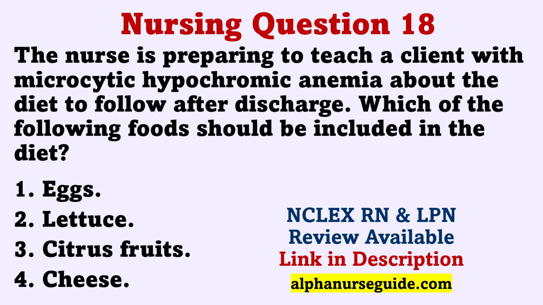The correct answer is 1. Eggs. One of the microcytic hypochromic anemias is iron deficiency anemia. A rich source of iron is needed in the diet, and eggs are high in iron. Other foods high in iron include organ and muscle meats, shellfish, shrimp, and tuna, enriched, whole grain, and fortified cereals and breads, legumes, nuts, dried fruits and beans, oatmeal, and sweet potatoes. Dark green, leafy vegetables and citrus fruits are good sources of vitamin C. Cheese is a good source of calcium.